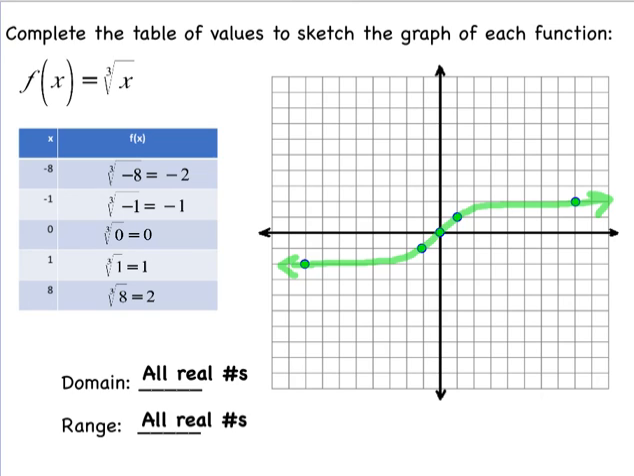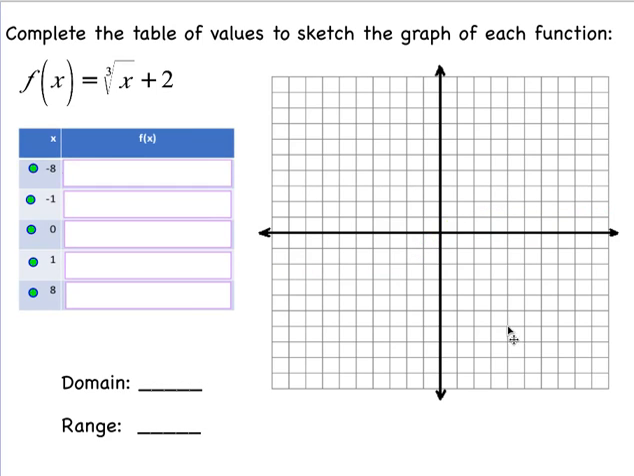Okay, now that we've graphed the parent function of the cube root of x, let's look at an example where we have translated the function. Now we have the cube root of x plus 2. If you recall how we translate functions, this is going to be a translation on the y-axis, moving up by 2 units. So my original parent function is just going to shift up 2 units.